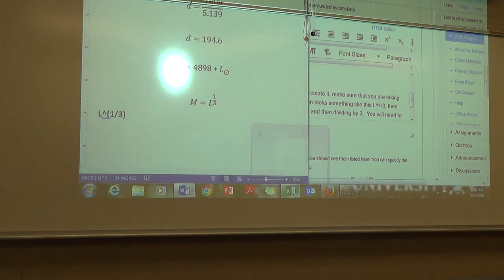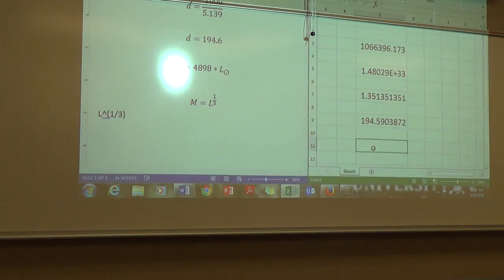So if I'm going to do 4898 to the 1/3 power, 4898 to the (1 divided by 3), see, I use parentheses so that we sort that out correctly. 4898 to the 1/3 power, and I get 16.98 as the mass. So the star is 16.98 times as massive as our sun.